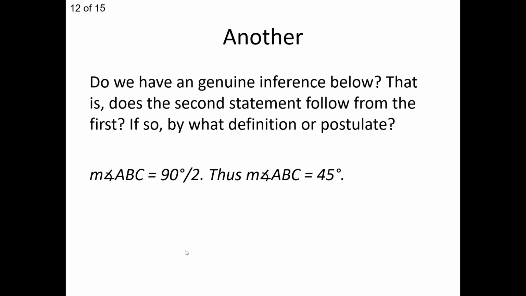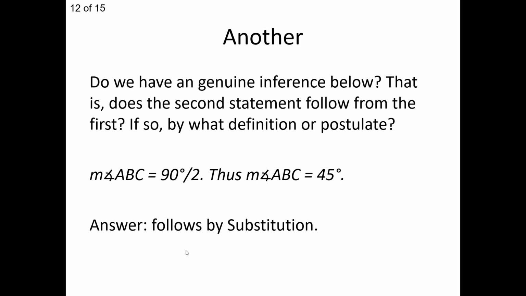Let's look at another one. The measure of angle ABC is equal to 90 degrees over 2. Thus, the measure of angle ABC is 45 degrees. Well, let's look back at our first statement. 90 degrees divided by 2, that is something that we can simplify. And we mentioned this just a few slides ago, that whenever you simplify something, that is the hammer of substitution. So yes, this does follow. It's called the substitution property. I'm allowed to take 90 degrees divided by 2 and replace it with the 45 degrees. So that is something with substitution involved. This is not transitivity here, so be careful.